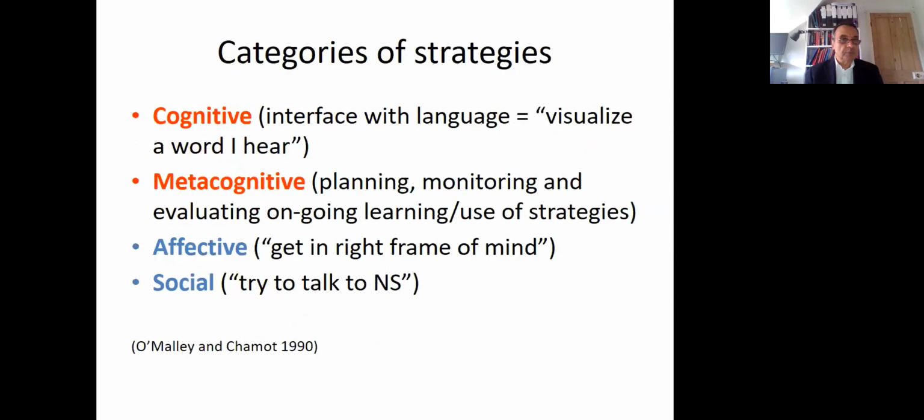Categorizing strategies has always been a problem. Generally speaking, in the literature, it's been fairly unproblematic distinguishing between cognitive strategies, as in I visualize a word I hear, and metacognitive strategies, I plan things, I monitor what I've just done, I evaluate something I've just done, and so on. Slightly more complicated things like affective, getting into the right frame of mind, or social, I try to talk to native speakers, because again, trying to talk to native speakers is a fairly big activity, and kind of clashes with my notion of getting down to the mental actions.